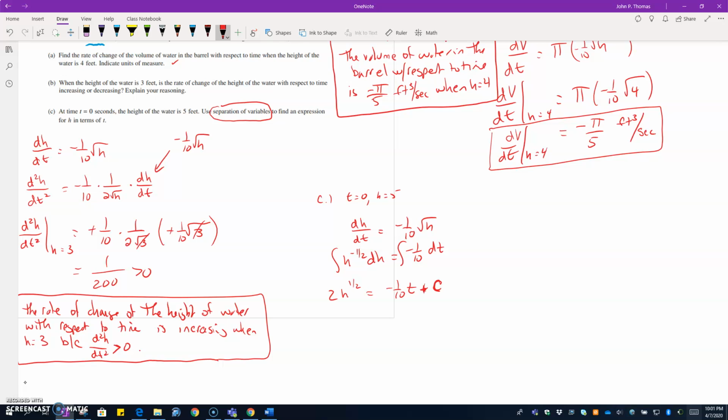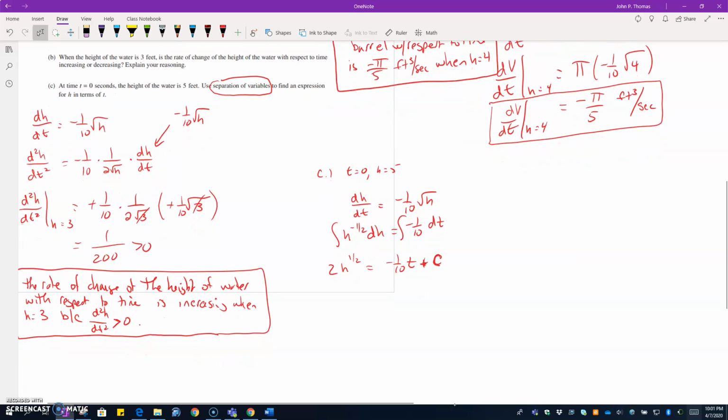Now on this problem, I'm going to go ahead and choose to put in my 0 and 5 now, and find out what that c value is so that it's easier for us to work through the rest of the problem. So we've got 2 root 5, because it was h to the 1/2 and h is 5, equals negative 1/10 times 0 plus c. Again, I'm just plugging in the ordered pair that I know for this particular problem.